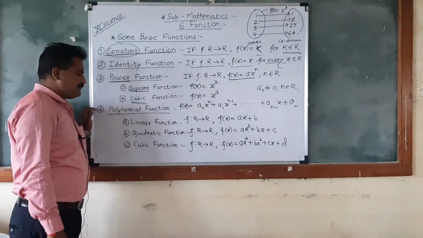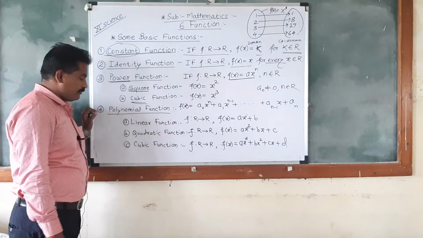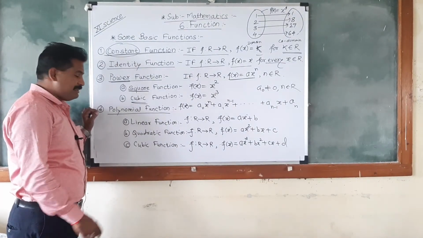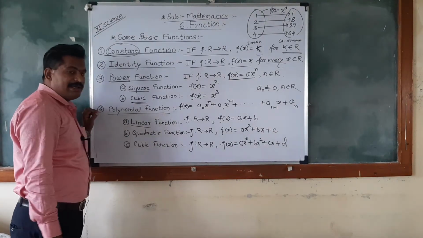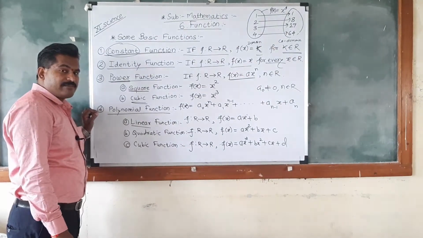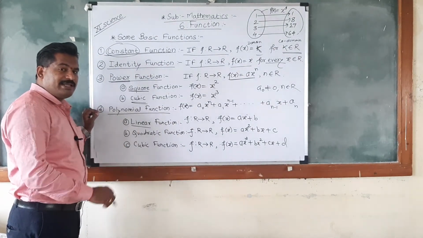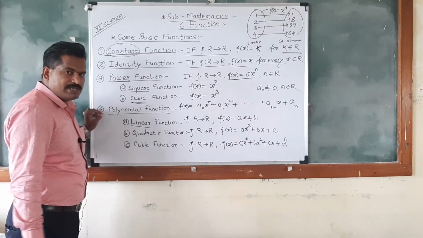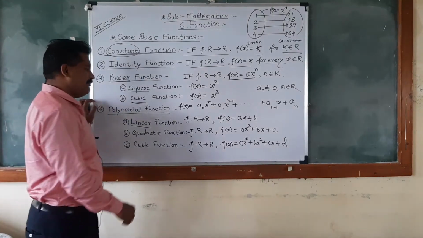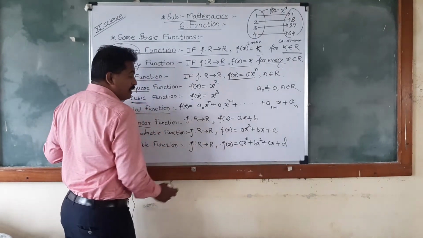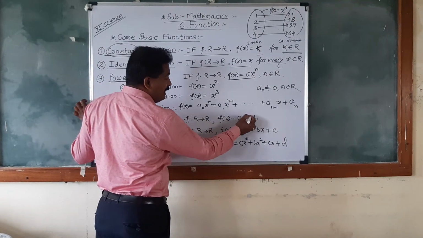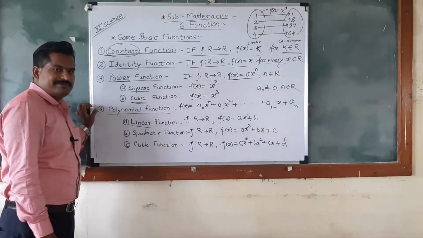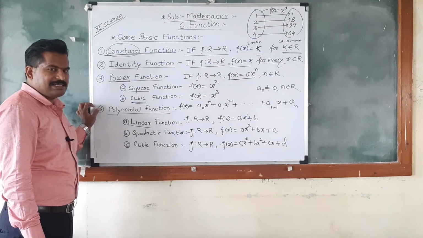We take subtypes for this polynomial function. First is the linear function. What do you mean by linear? Linear means the degree of the variable in this linear function must be 1. Therefore, the function goes from R to R, f of x is equal to ax plus b. That means x has degree 1. Hence it is linear.